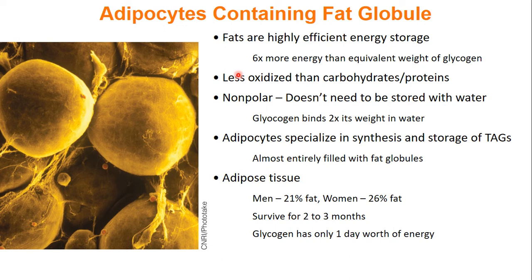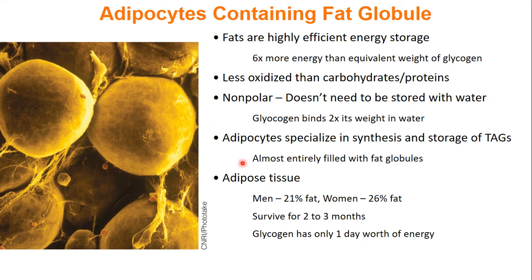You roughly get 6 times more energy through a TAG than you do through glycogen that we talked about in the carbohydrates chapter. One of the reasons is these are less oxidized than carbohydrates and proteins, but the big reason is that they're nonpolar. We can store these fats without water, which is great because if we have glycogen, for every 1 gram of glycogen we would have to store it with 2 grams of water, which is very inefficient when you're talking about lugging around these biomolecules for energy. Since they're hydrophobic, we don't have to carry extra weight, which would just burn more energy.